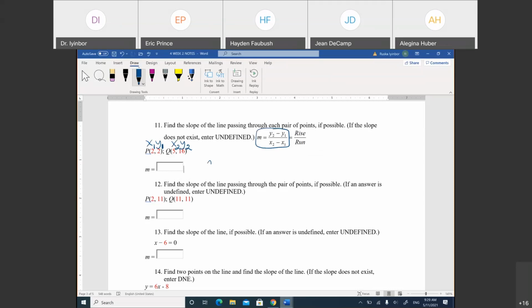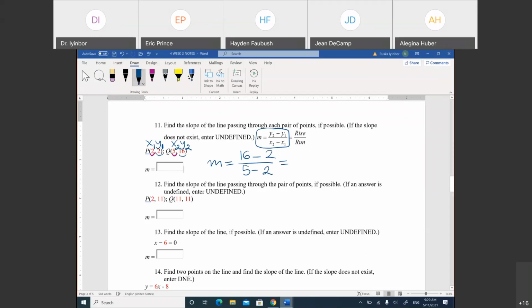So we have the slope equals y2. What is y2? 16 minus y1. What is y1? 2. So I have this minus this, the difference in y over the difference in x. So it's going to be x2, which is 5 minus 2. Everybody understand that? Yep. Okay.